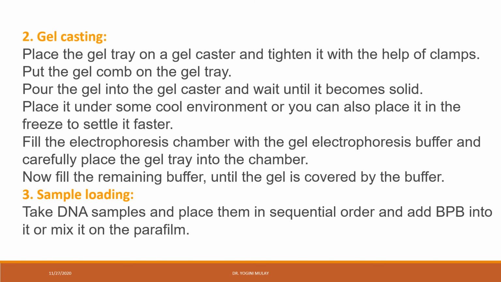Now next would be the gel casting. Here you place that gel tray on a gel caster and tighten it with the help of clamps. Put gel comb on that gel tray, and whatever agarose gel you have prepared, pour it into the gel caster and wait till it gets solidified. Then place it under a cool environment, or if you want you can keep it in the fridge also.